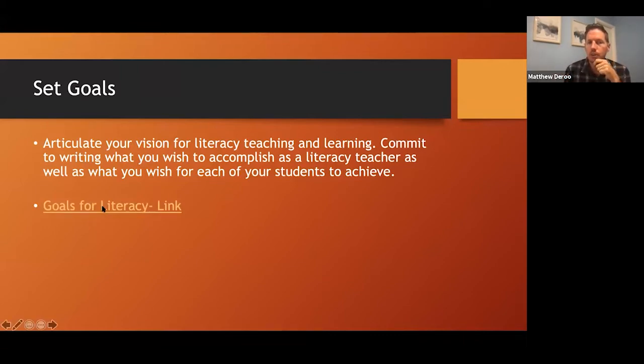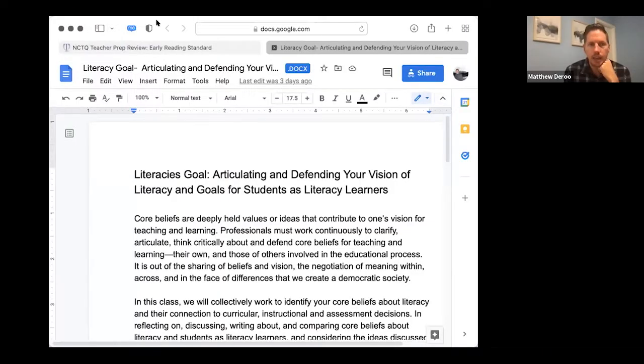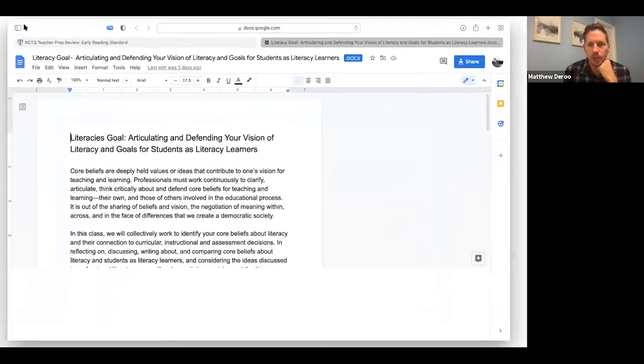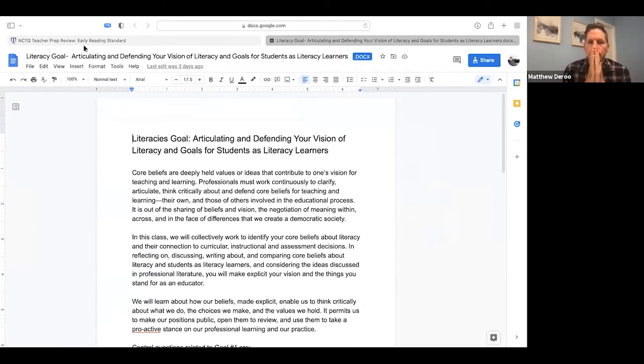So I'm going to stop the share for a second, and we're going to go to a different document around articulating our goals for literacy. So literacy goals, articulating, which is like stating or speaking and defending your vision of literacy goals for students as literacy learners. So many of these ideas often center on our core beliefs.